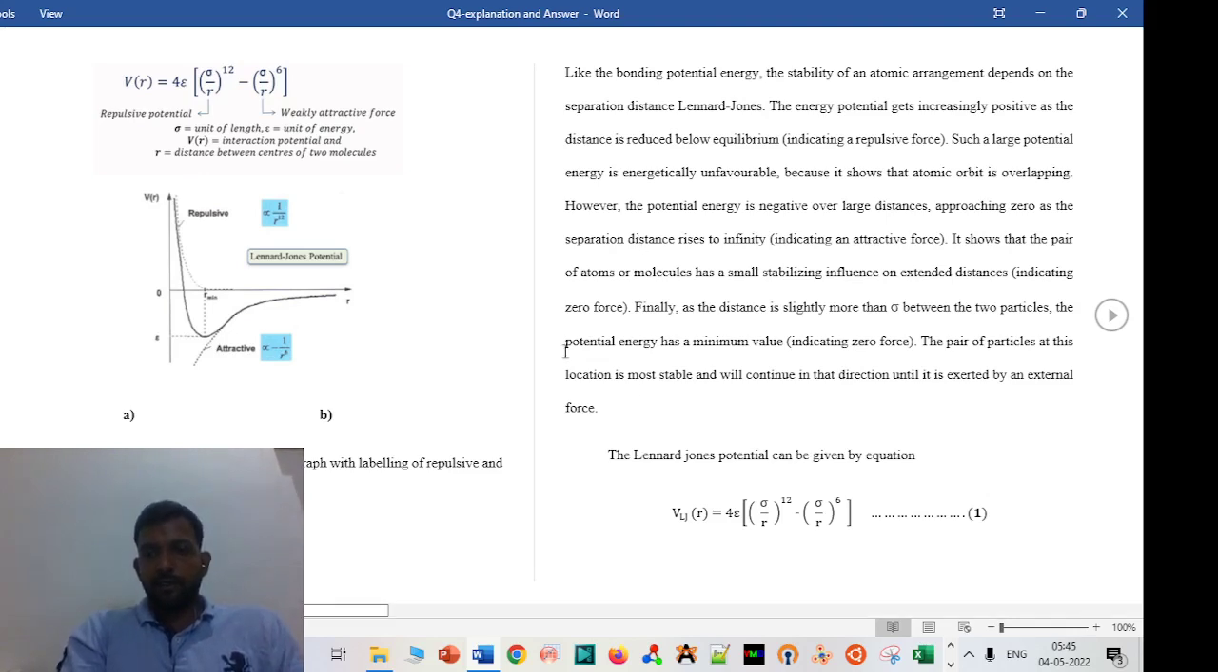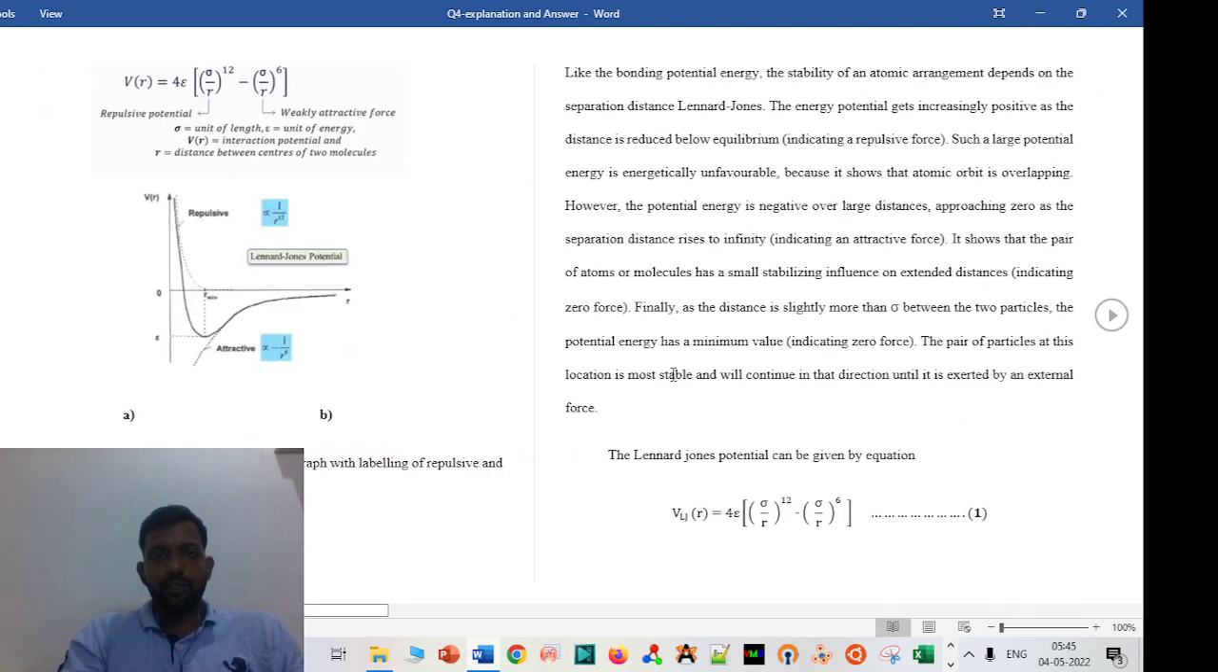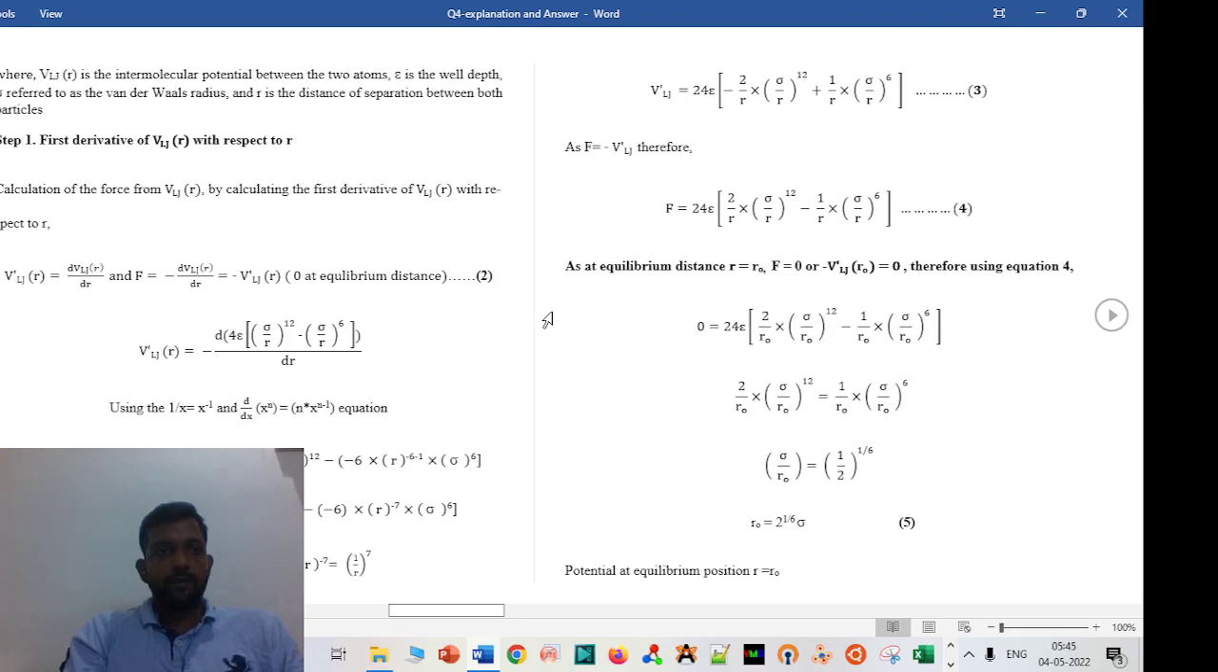So now let's go into the mathematics. As I already told you, there are two places where this potential is 0: when r is infinite and when r is sigma. So let's find the first derivative of the Lennard-Jones potential. It is very simple, because the negative of the first derivative of the potential energy with respect to distance is the force. So can we find the force?